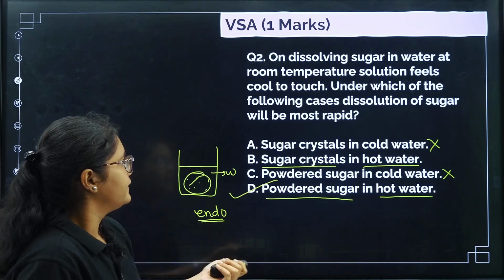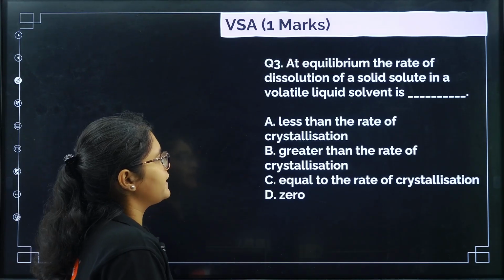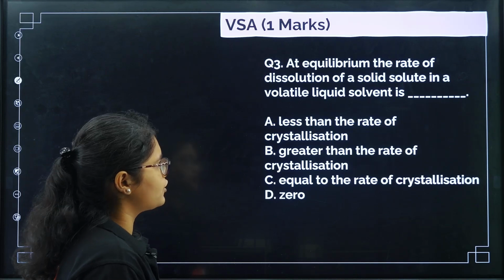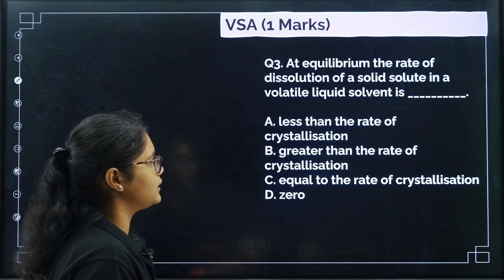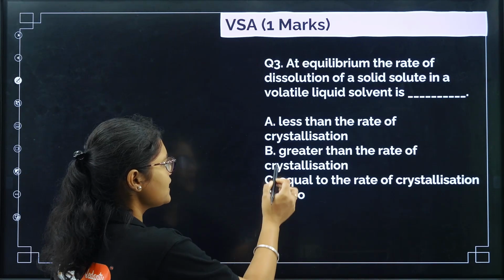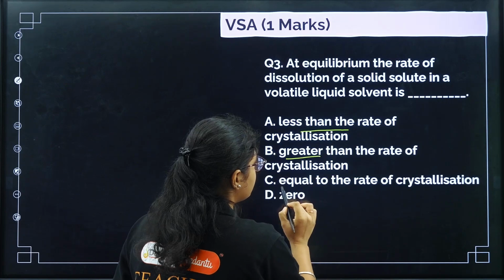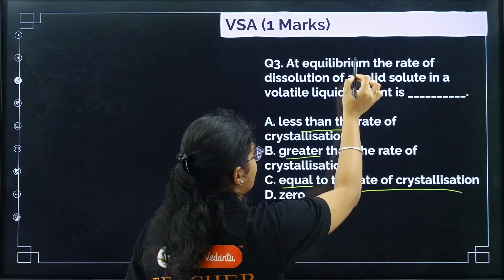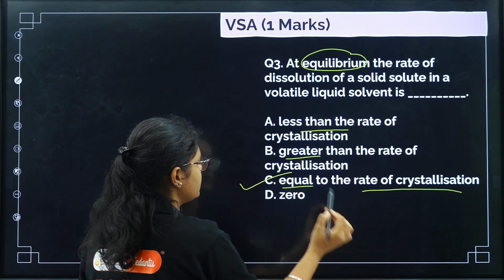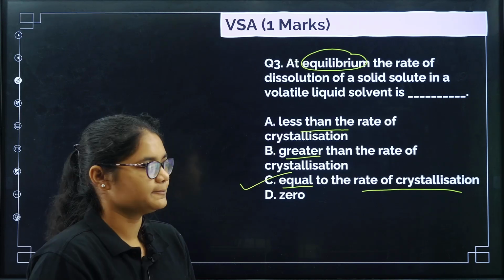Okay, next, at equilibrium the rate of dissolution of a solid solute in a volatile liquid solvent is less than, greater than, equal to the rate of crystallization. At equilibrium the rates are always equal, so the correct answer is option number C.